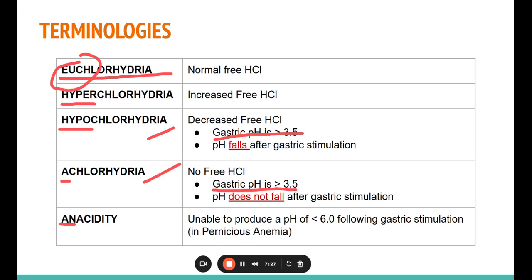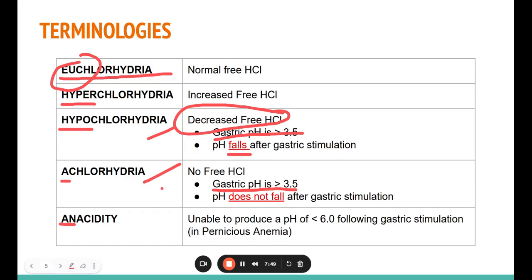So how do you differentiate the two? In hypochlorhydria, the pH of 3.5 falls after gastric stimulation, meaning it gets acidic. It becomes less than 3.5 because in here you still have the acid HCl. It's just that the acid is decreased.